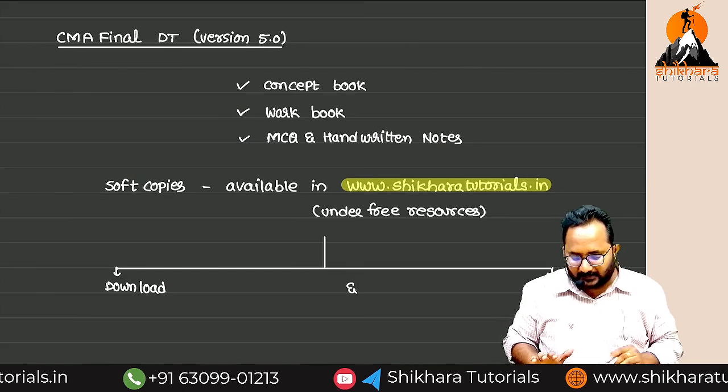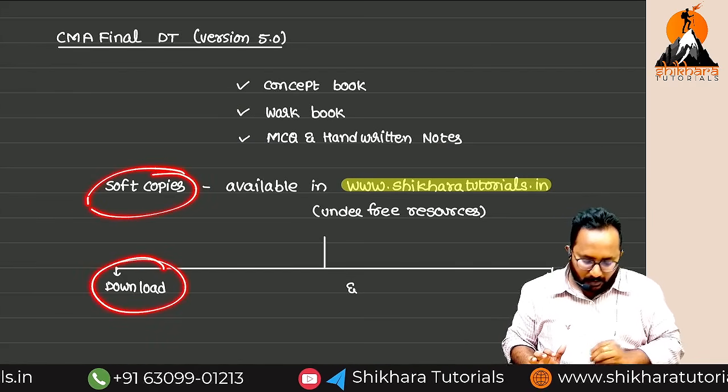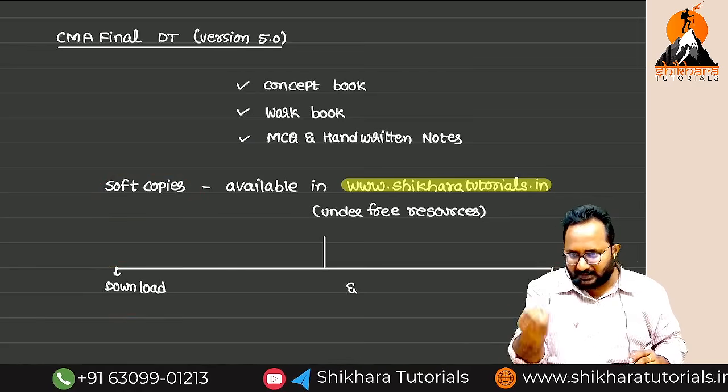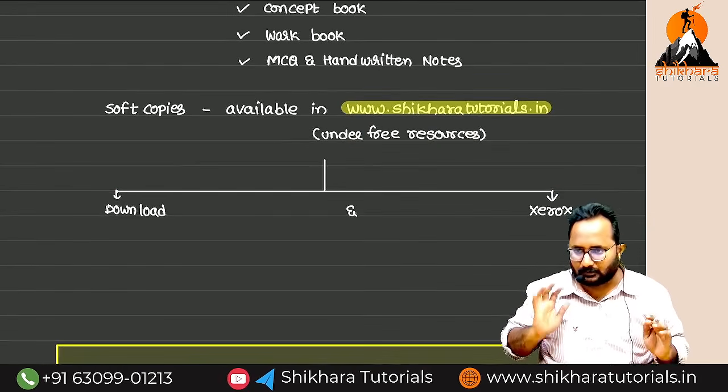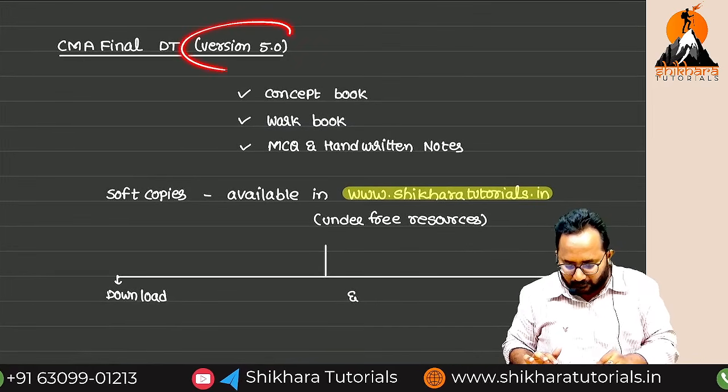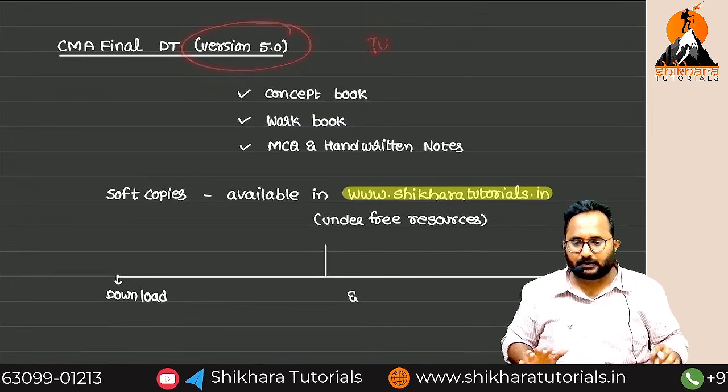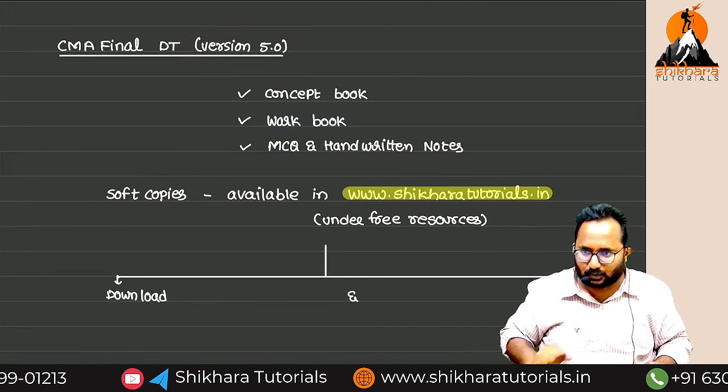Again I am saying, soft copies are available for download, and with the soft copy you can go for the xerox also. Version 5 books only you have to use for the June as well as December 2026 exam.